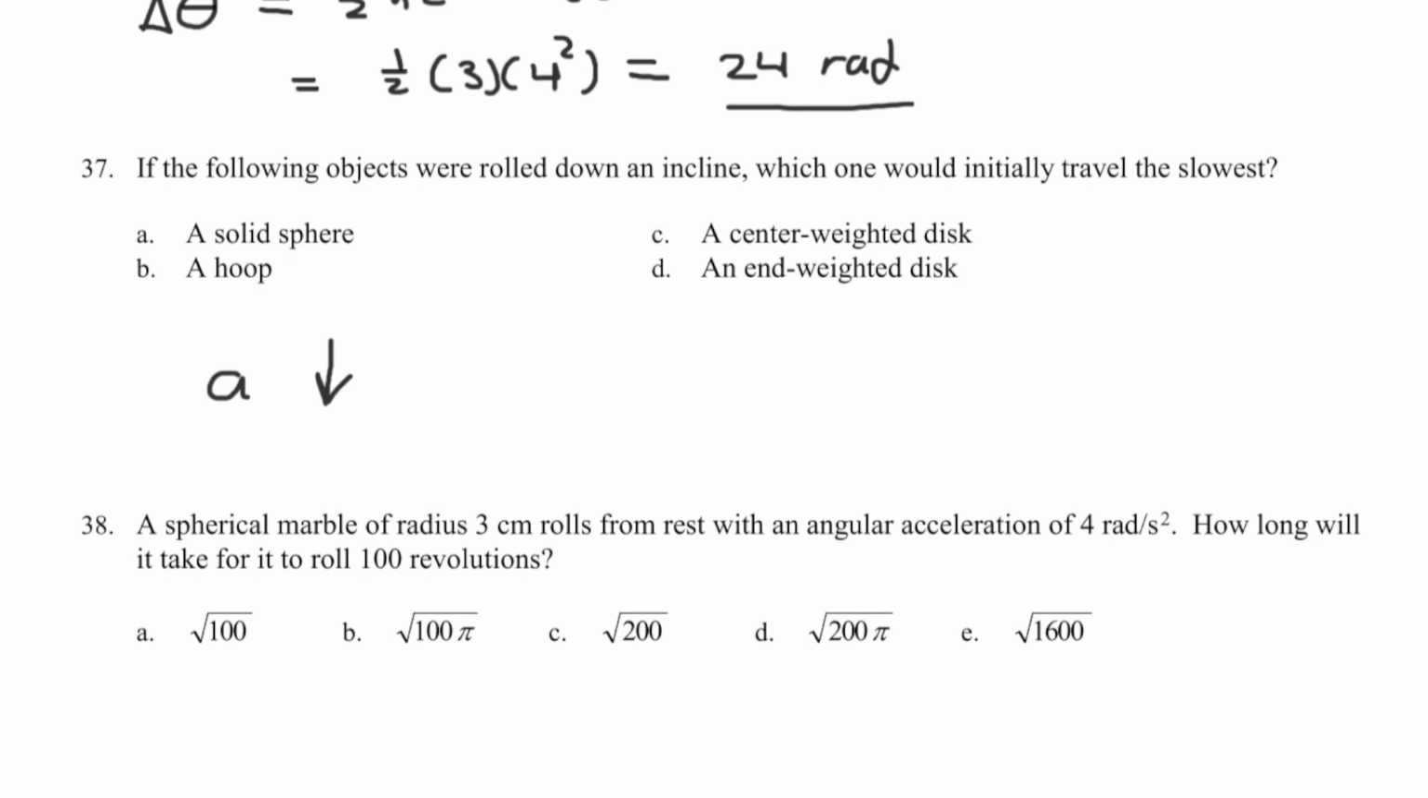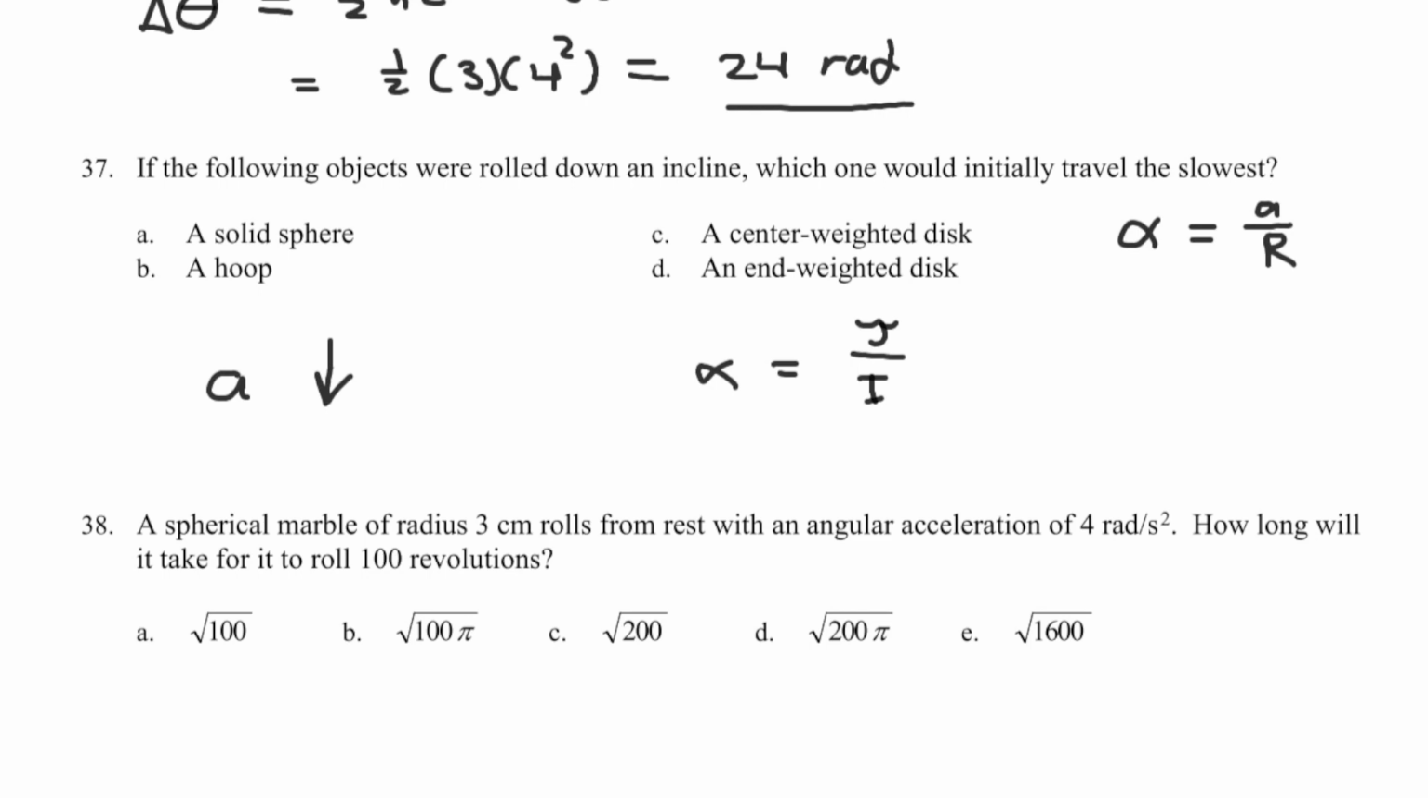Well, they're rolling without slipping, so we know that alpha is going to be equal to A over R, so alpha, A, same idea. But also, if they're rolling without slipping, we know that it's going to be caused by torque. So it's going to depend on moment of inertia, because alpha is equal to the torque divided by the moment of inertia. So we're just basically asking which object has the biggest moment of inertia.